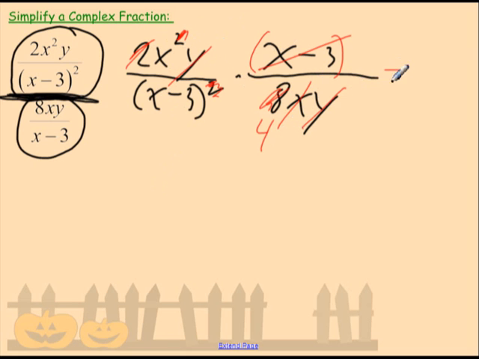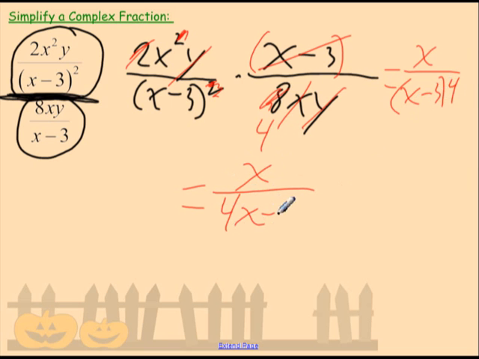And now what's left on the top is just an x. What's left on the bottom is just an x minus 3 times that 4. And to simplify that, to write it in the simplest form possible, I want to go ahead and distribute. So that's going to be 4x minus 12. And that is how you simplify a complex fraction.